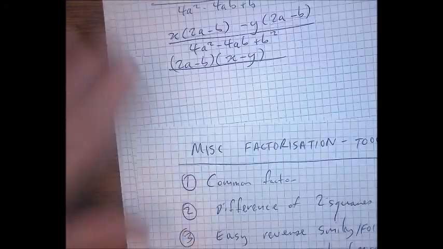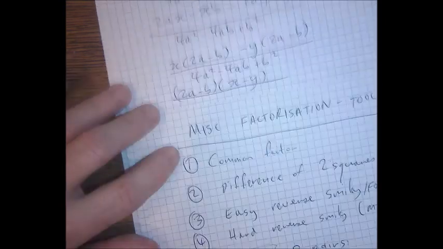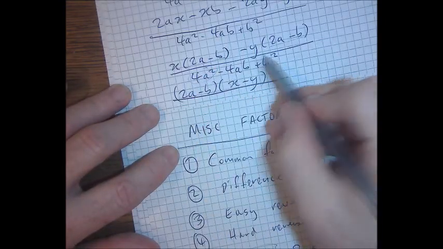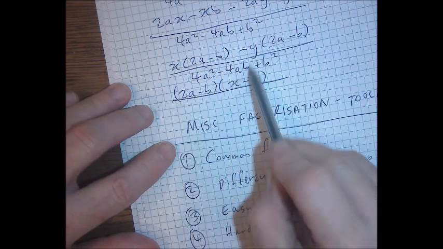Now, it's certainly not common factor. There's nothing common to all of those. It's not difference of two squares. There's just two terms in a difference of two squares. Now we've got squared business there and squared business there, but for difference of two squares they need to be subtracted and this cannot be present.